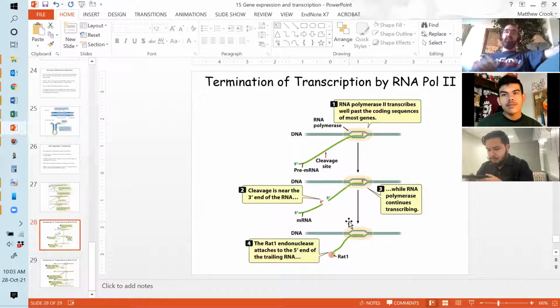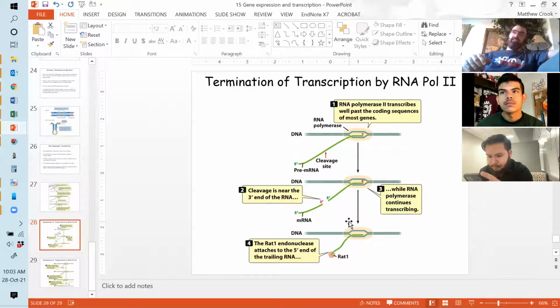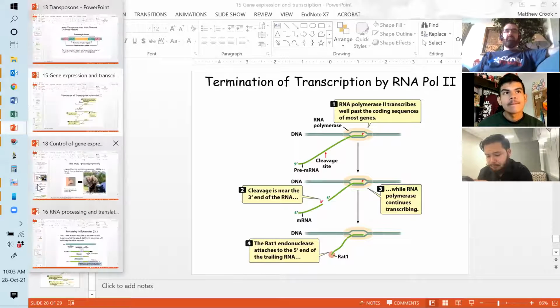So the first step in processing of the 3' end is really like the last step of transcription, if you think about it. The last step being termination is the beginning of the adding of the poly A tail, right? Because you need that free 3' end to add the tail to.